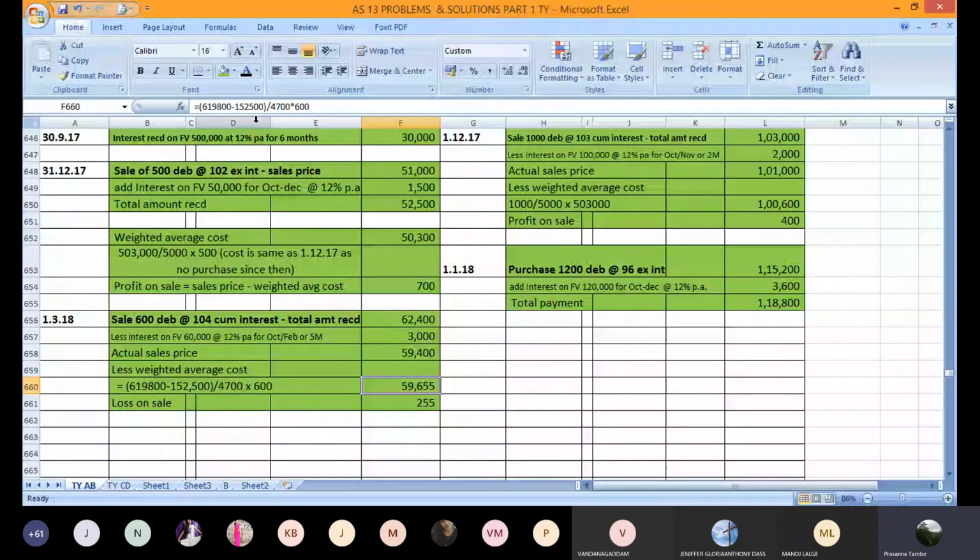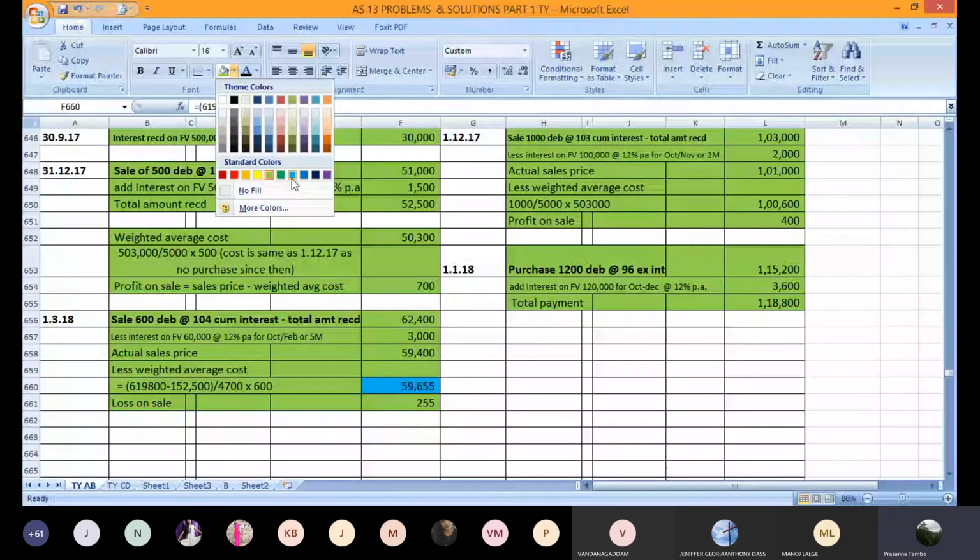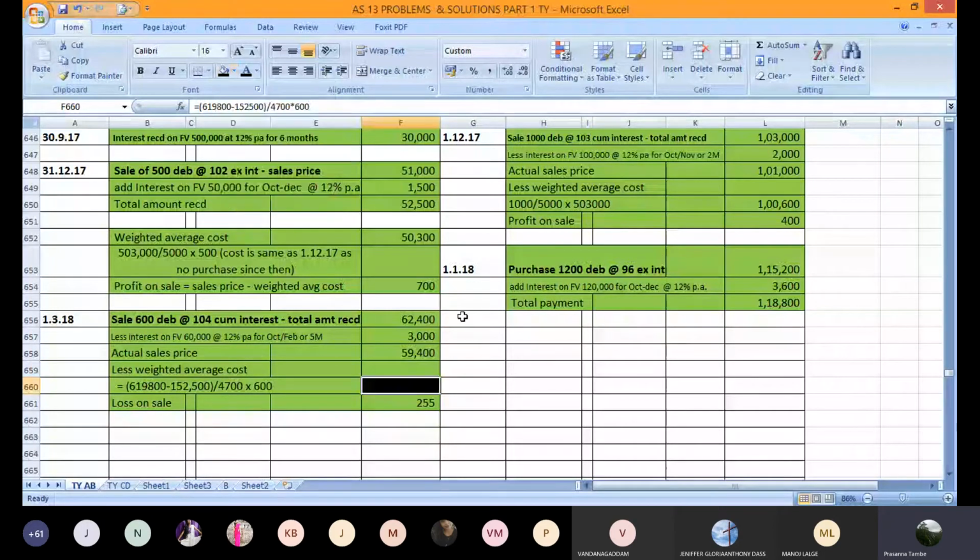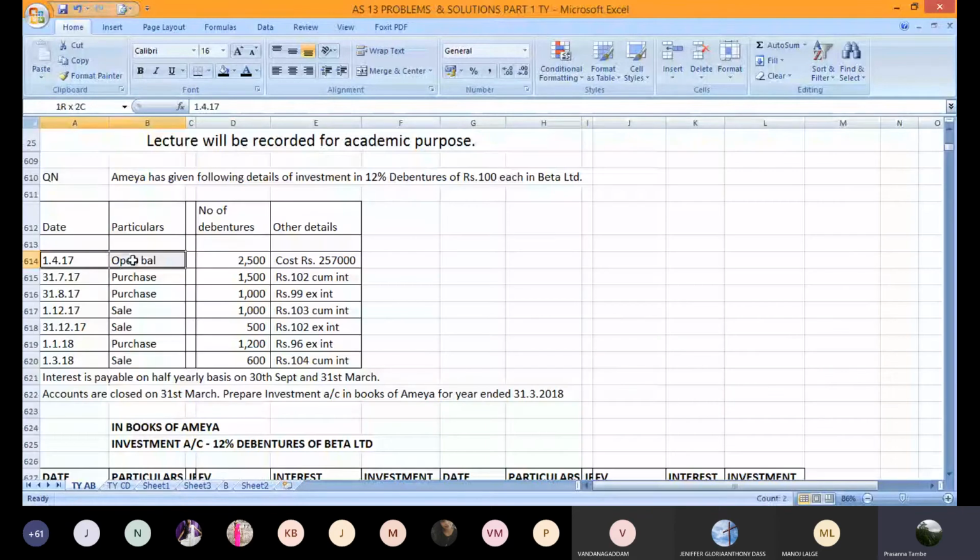Now, though this is the actual selling price, we need to compare that with the weighted average cost to find out the profit or loss. So let us do that. Now I have done a shortcut formula here. So instead of that shortcut formula, let us do the calculation in detail. That will be easier to understand. I will just copy this data.